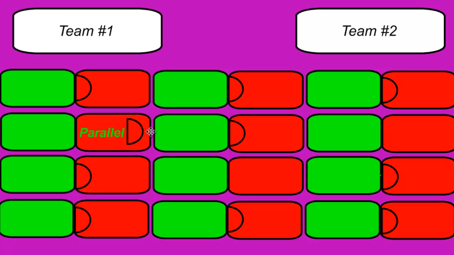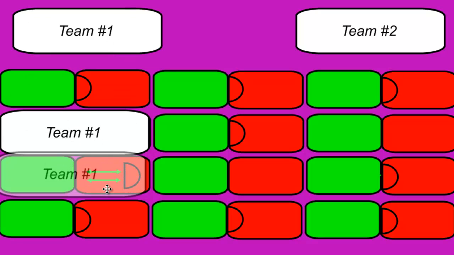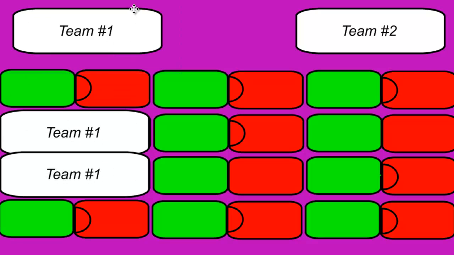Now, I happen to know that these two are a match, so I have my word parallel and I have my example of parallel lines. So if I were on team one, then I can drag down a team one cover and I know that that's my match.